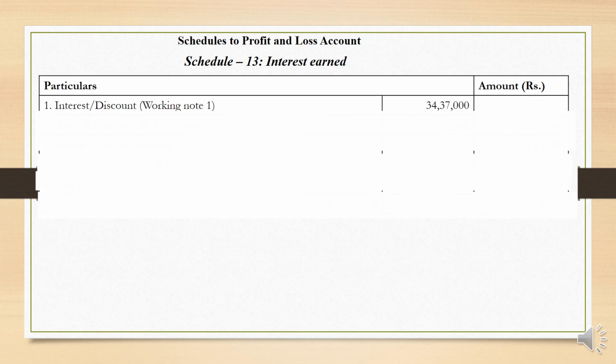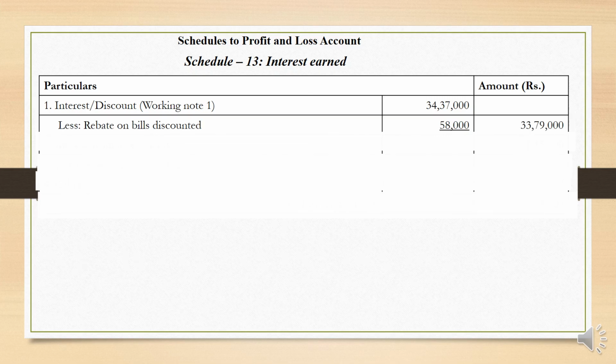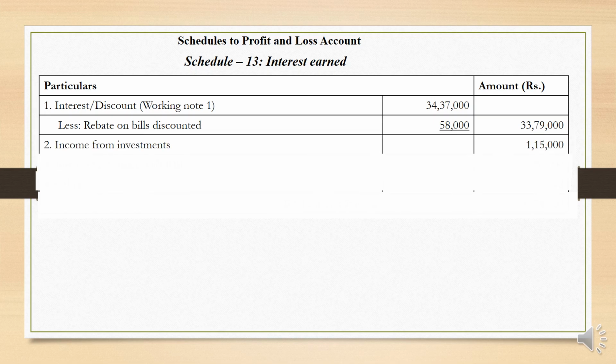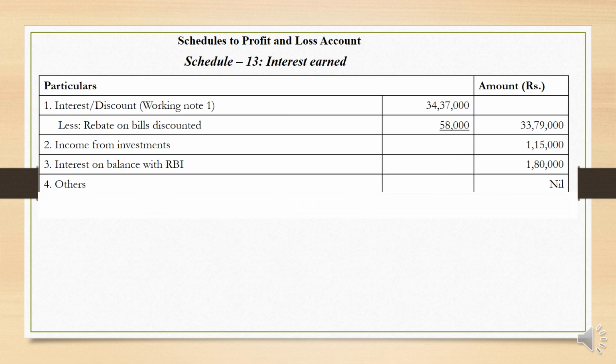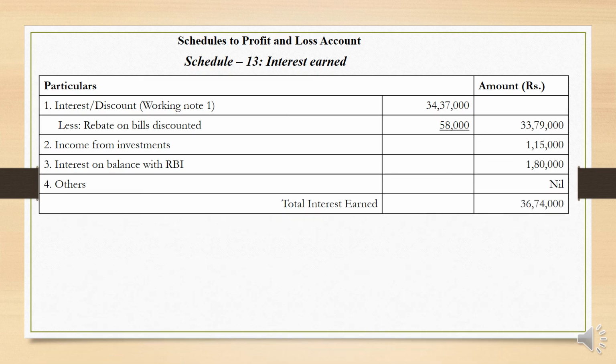Look here, 34,37,000 is the interest and discount as per the working note. But there is some more information belonging to schedule number 13. First, you have to deduct rebate on bills discounted 58,000, so that we get a net amount of 33,79,000. Then the income from investment 1,15,000. Then interest on balance with Reserve Bank of India 1,80,000. Then other income, which is nil. So that we get a total of 36,74,000.